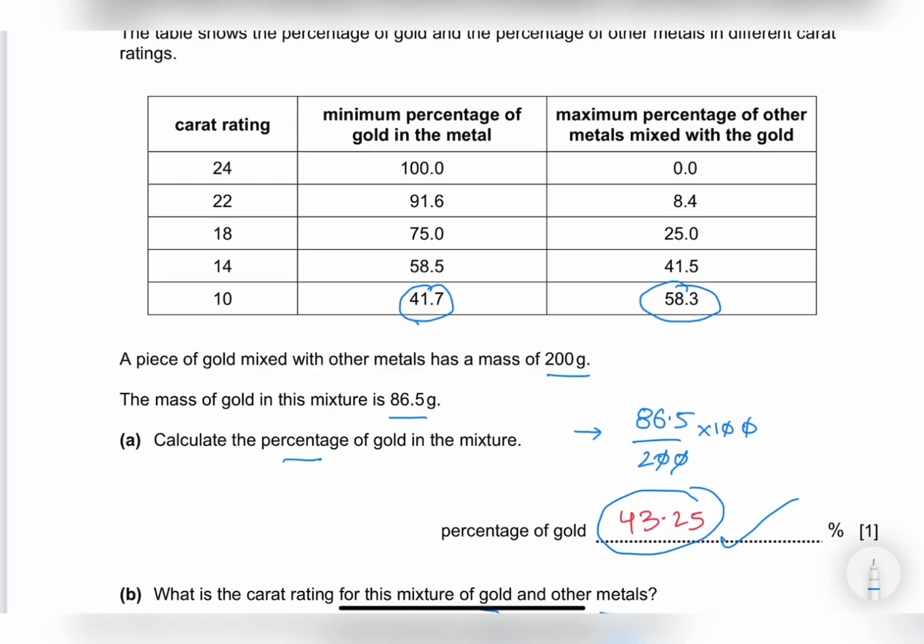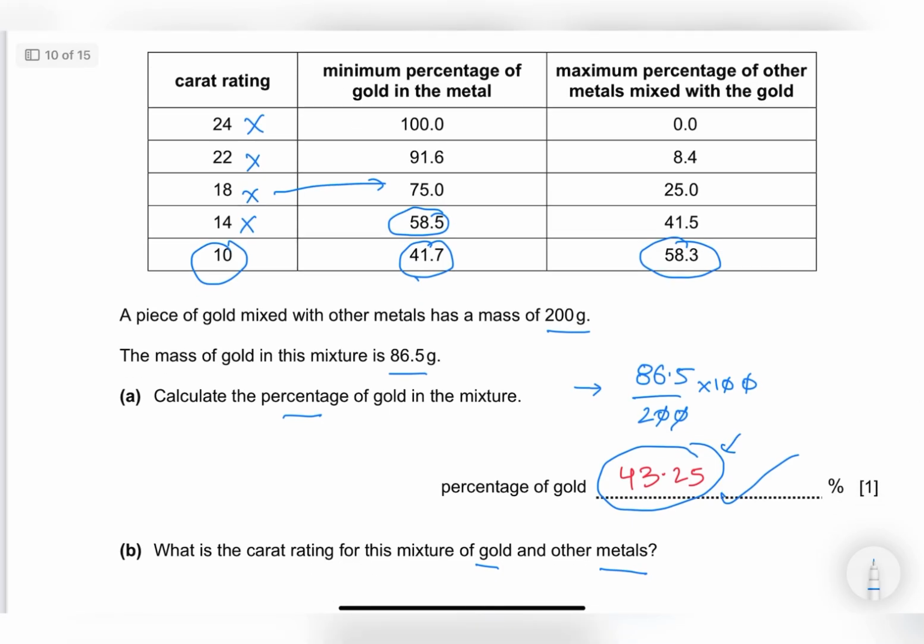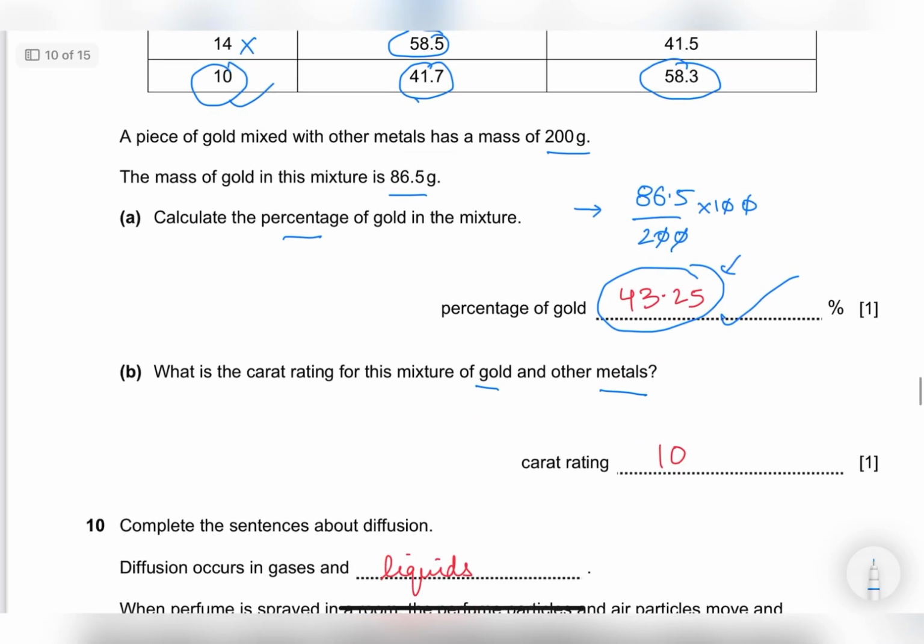So for minimum percent, 100% is wrong, 22% is also wrong, 18% is also wrong. See, this is not the minimum criteria. 14 is also wrong, so we go down to 10, right? For 14, minimum 58.5 is required, but we have 43.25, so we are going with 10. So it is 10 carat.